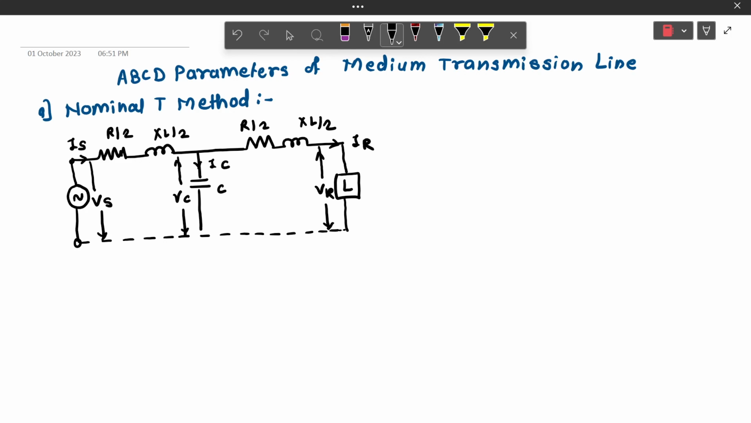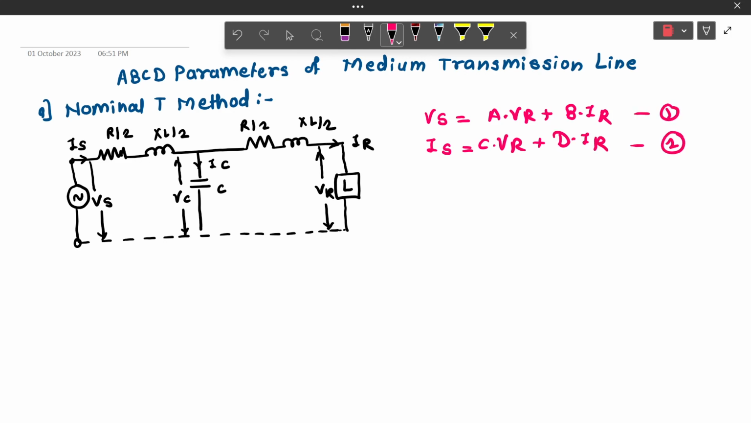For this determination of ABCD parameters, first of all consider standard expressions of Vs and Is, means sending end voltage and sending end current, in terms of ABCD equations, as it can be written as Vs is equal to A into Vr plus B into Ir, and Is is equal to C into Vr plus D into Ir. Equation number 1 and 2.